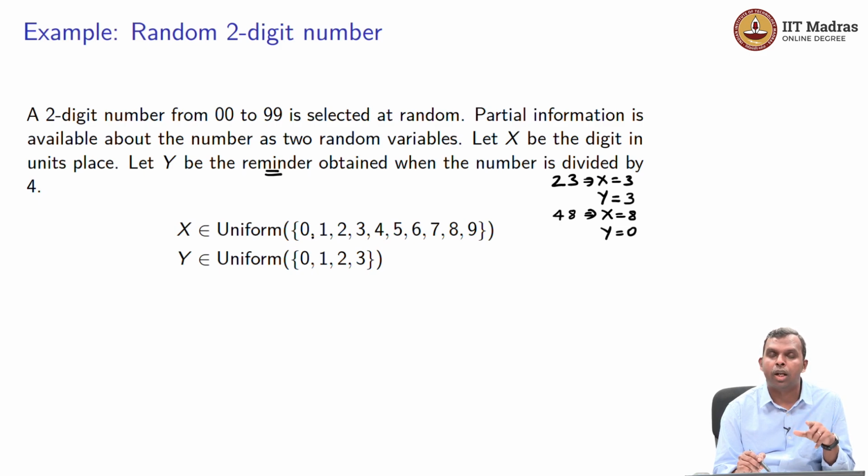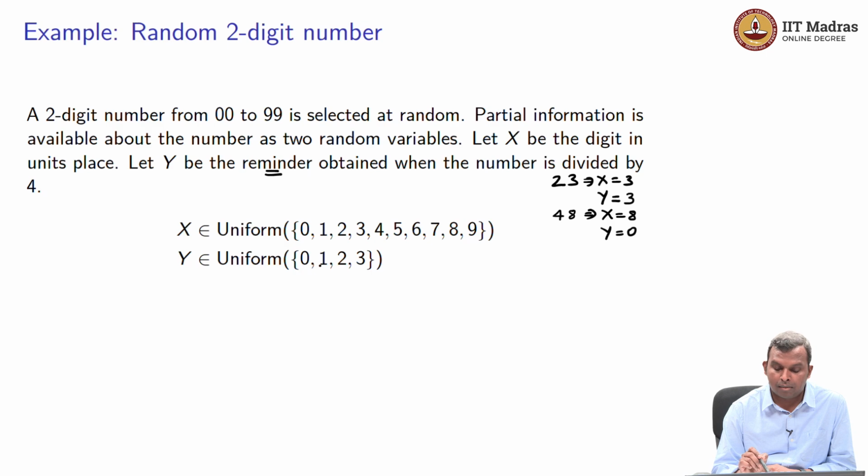0, 1, 1, 1, 2, 1, all the way till 9, 1. 10 by 100, it's 1 by 10. So all of them are equally likely. So x is uniform. Okay. So likewise, maybe this is a little bit more complicated for you to see, but y will also be uniform in 0, 1, 2, 3.